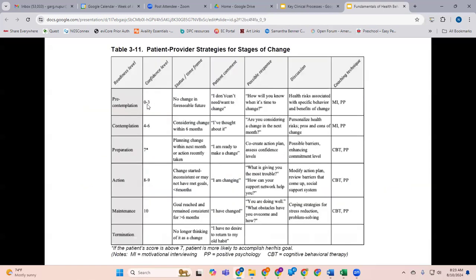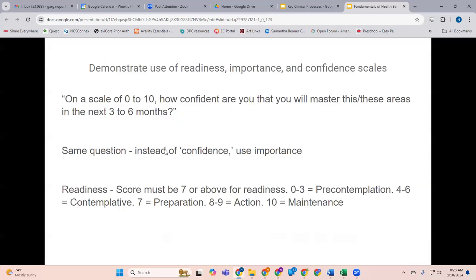And then what the numbers actually mean. If it's 0 to 3, then it's pre-contemplation. If it's 4 to 6, it's contemplation. If it's 7, it's preparation. And anything above 7, 8 to 9 is action and 10 is maintenance. So you just have to know that correlation. And it's actually the readiness skill.